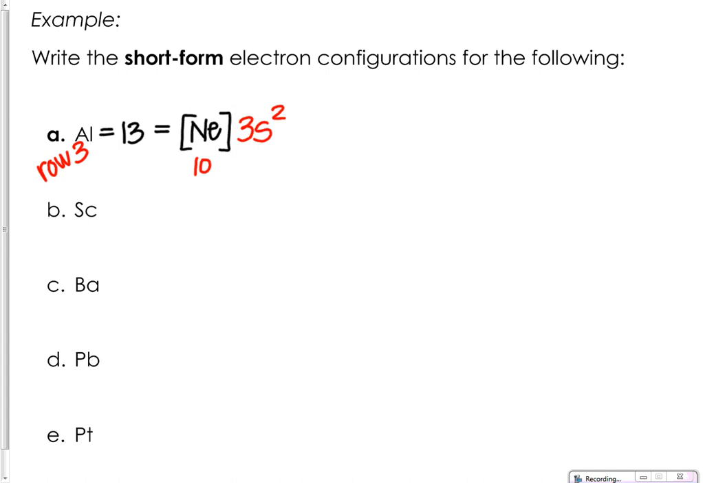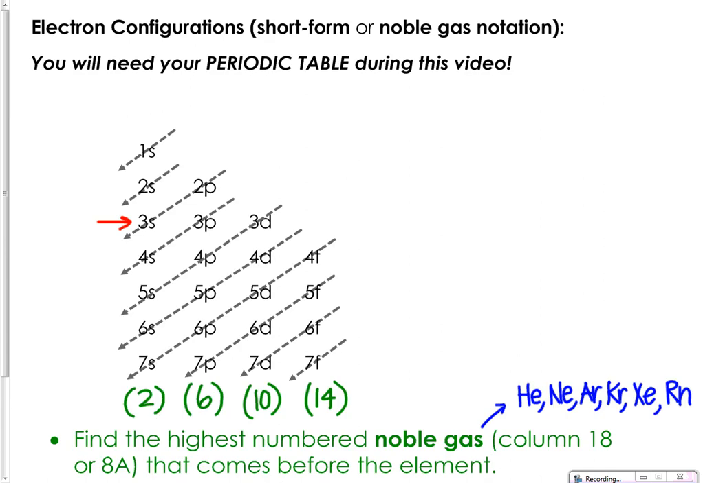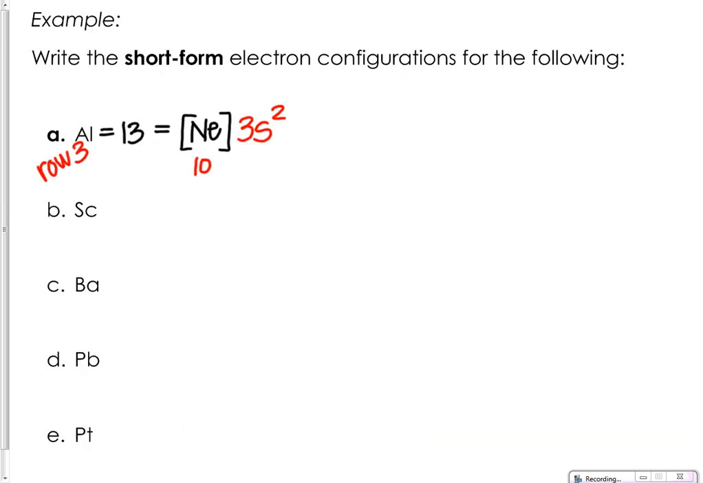After the 3s orbital, we go to 3p. That's how we would do this: diagonally after 3s, you'd go to 3p. And in the 3p orbital, you can put one of those remaining electrons. 3 plus the 10 equals 13. So we've done the shorthand notation for aluminum.